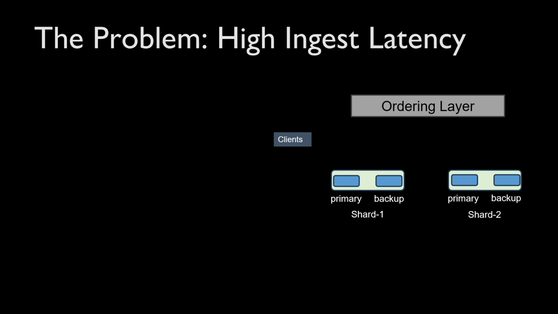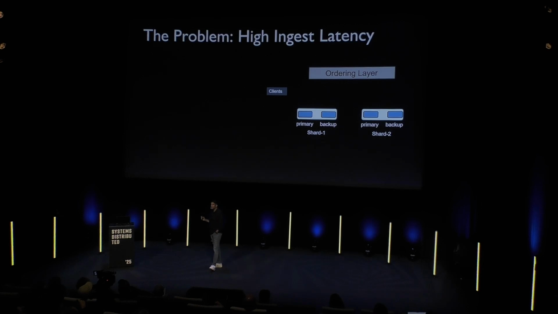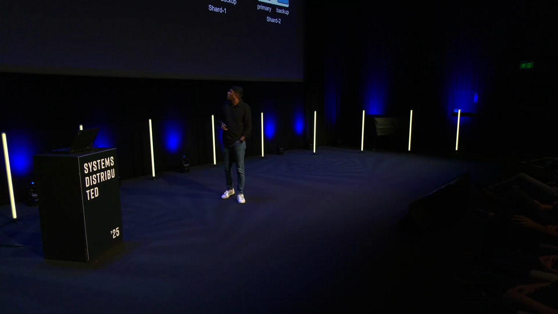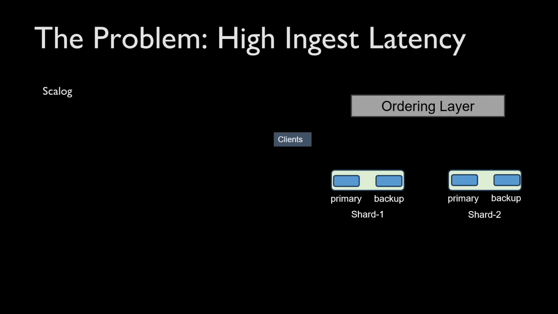Unfortunately, this kind of global ordering comes with a cost, which is high latency. So let's take a look at how this happens in a system called SpecLog, which is a kind of reference implementation for many other implementations. In SpecLog, there are multiple components that you want to pay attention to. At the left, you have the clients, and at the bottom, you have something called the shards.